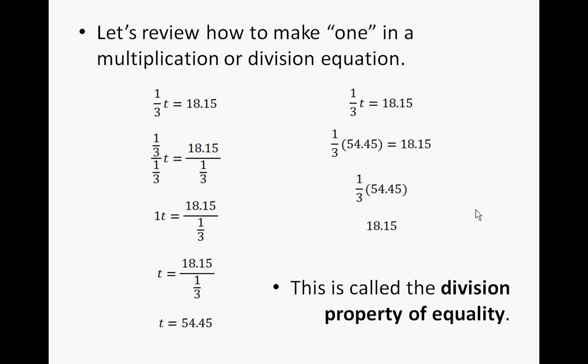This is called the division property of equality. If I divide one side of the equation by a value, I have to divide the other side by that same value. All right, last but not least, let's say we have a division problem. T divided by 1 6/10 equals 5 4/7. Well, now, in order to get t to be 1, or 1t, to undo the division, we multiply by 1.6.